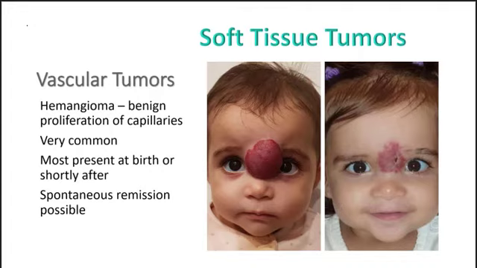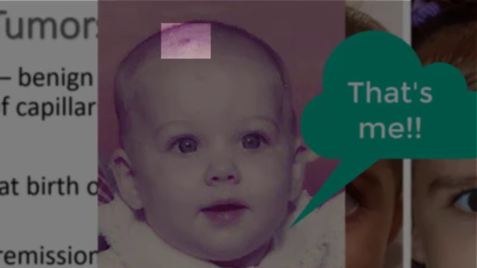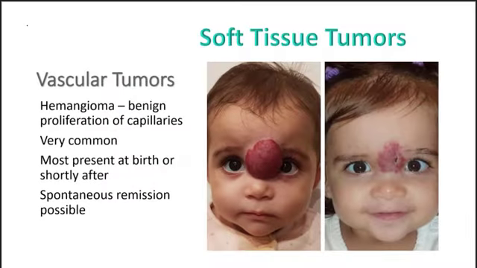Hemangiomas are actually quite common. In fact, when I was born, I had a hemangioma on the top of my head. I still have a small lesion there today, but it is covered by my hair. For the most part, though, it resolved on its own. Some people call these angel kisses or strawberry birthmarks. These lesions are highly vascularized because they are a benign proliferation of the capillaries.